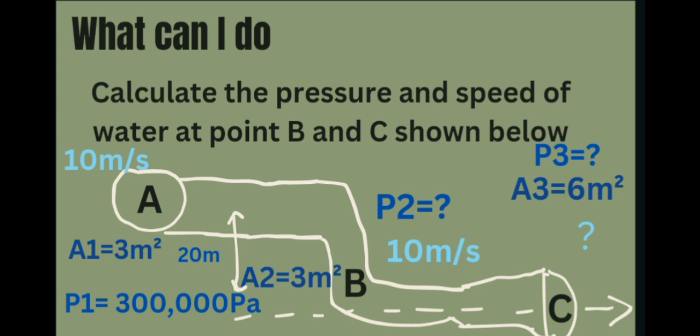So if you really understand the lesson, you can try this problem. Calculate the pressure and speed of water at points B and C shown below.